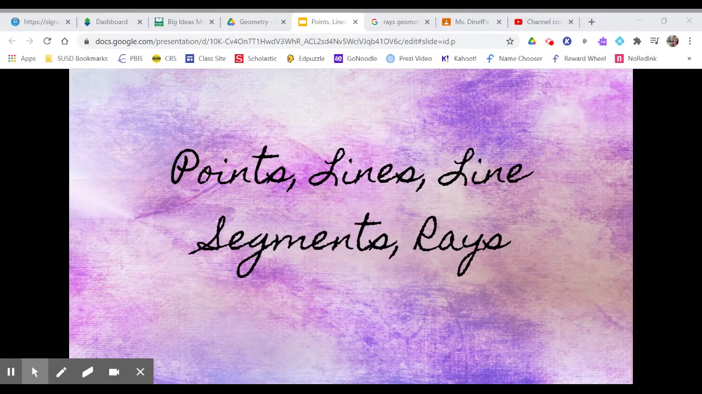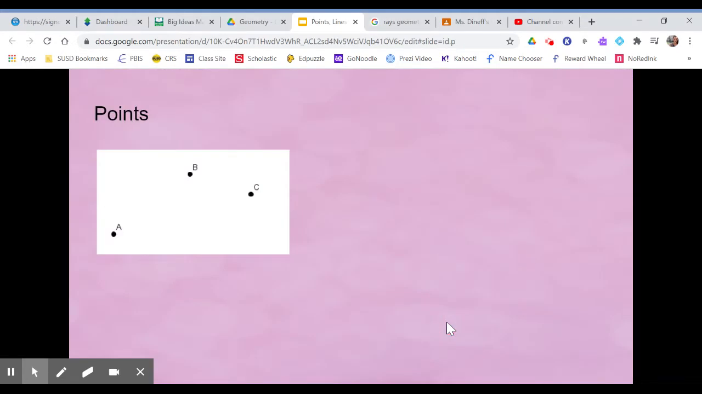This chapter starts off with identifying points, lines, line segments, and rays. So let's start with points first. When we see points, they look just like it sounds, a point or what looks like a dot and a letter next to it.